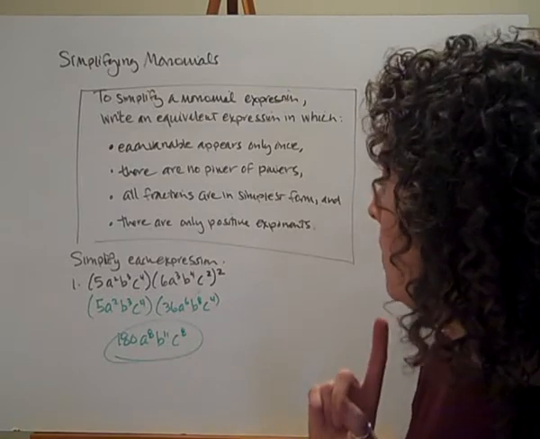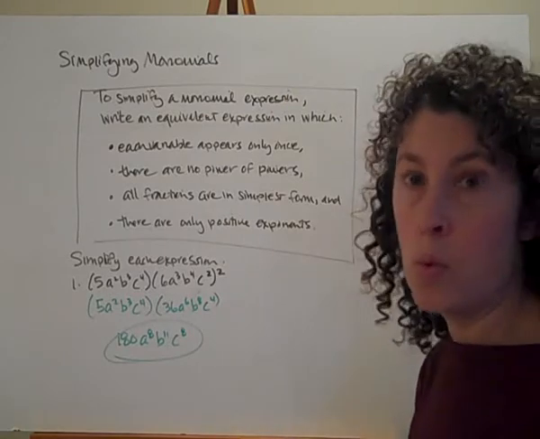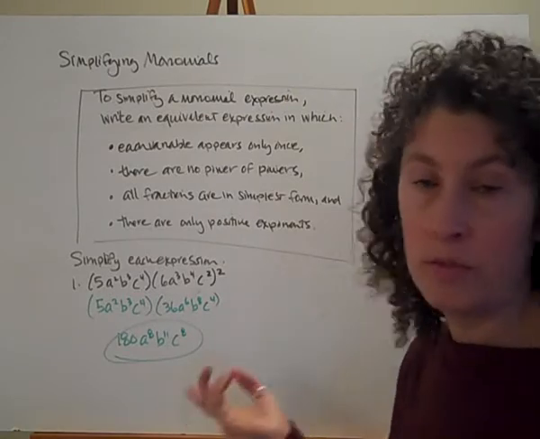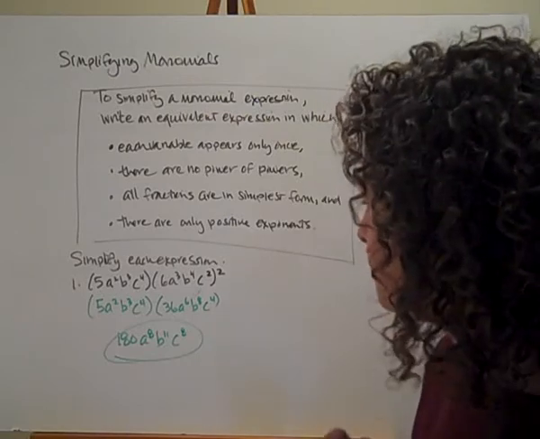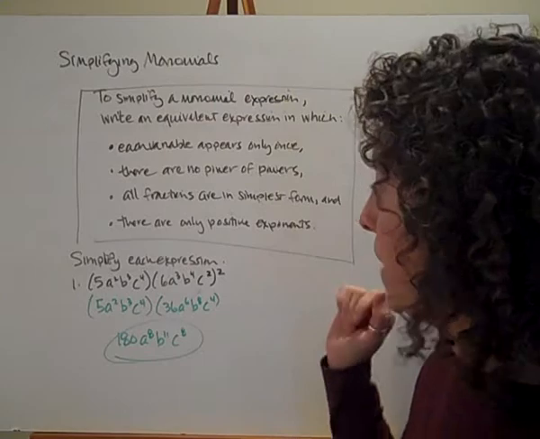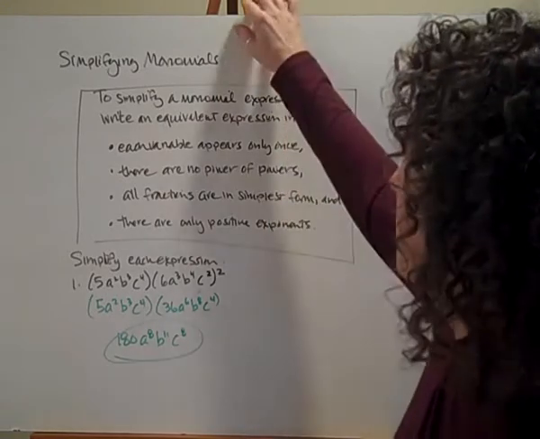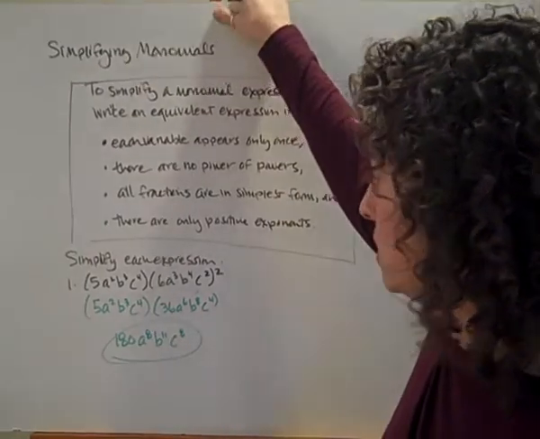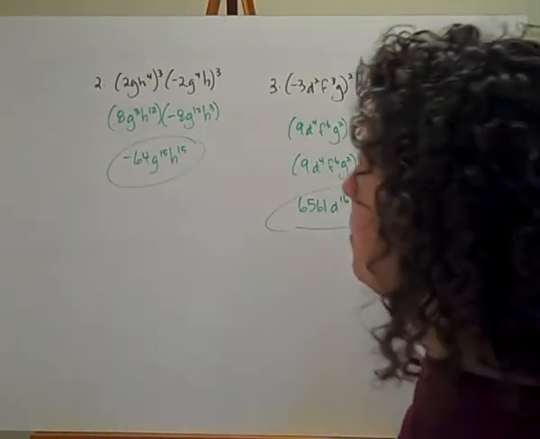Again, each base only appears once. All fractions are simplified. There are no fractions. That's easy enough. No powers of powers, and we don't have any negative exponents. So bam, good, and we're done. All right, let's see what other kind of a mess we can create here from our monomials.